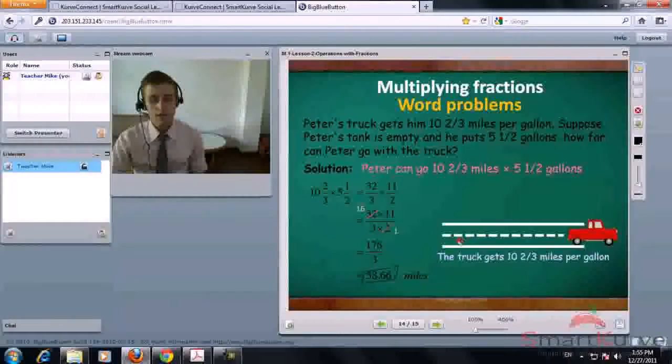58.66 miles. The truck can go 58.66 miles on 5 1/2 gallons of gas.